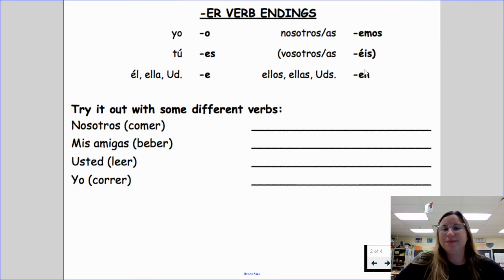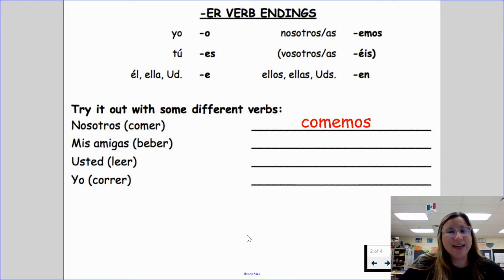Whoa. Okay, so let's try this out. Here's your verb comer. Chop off the ER. What ending do you put on it to match nosotros? You're right, comemos.